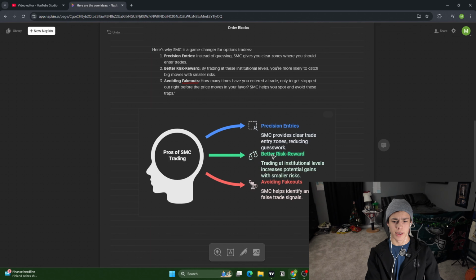Like I just said, trading with institutional levels increases potential gains while minimizing risk. Stop losses tend to be very small and you can catch huge moves off of trading SMC. And lastly, we're avoiding fake outs, because these market movers are the ones who are faking you out. So trading with them, we don't have to worry about that.